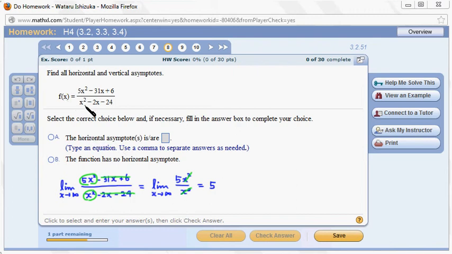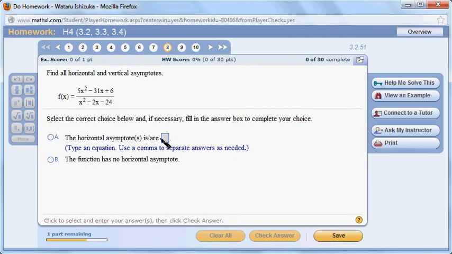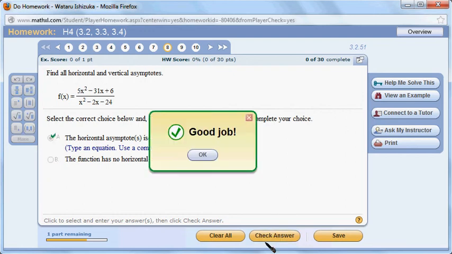If you have a rational function, there's at most one horizontal asymptote, because the limit as x approaches positive infinity and negative infinity makes no difference. Even if you try negative infinity, you still get 5. So the solution is the horizontal asymptote is y equals 5. Let's type it in: y equals 5. Let's check the answer. We got that.